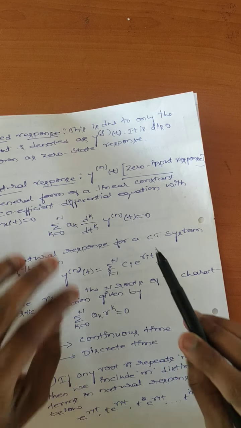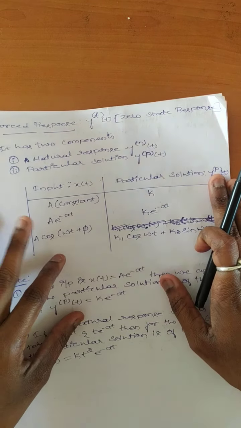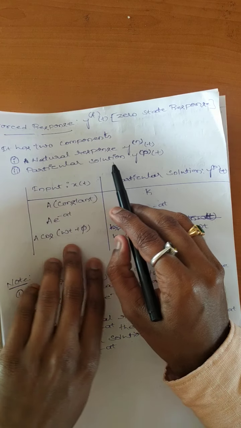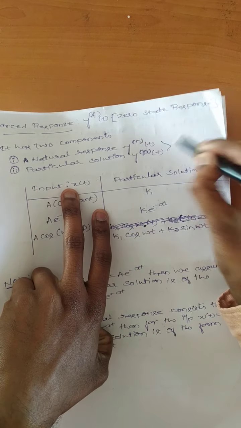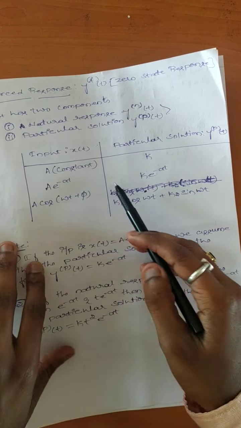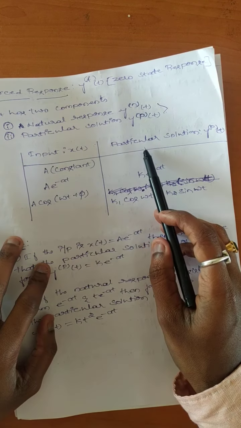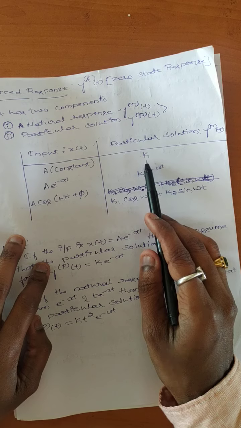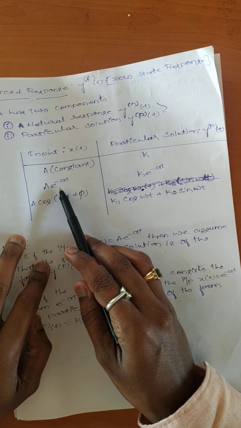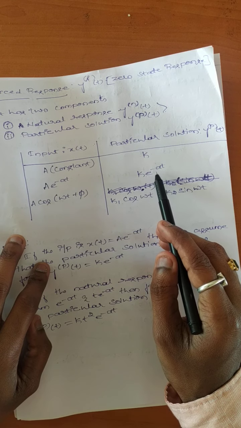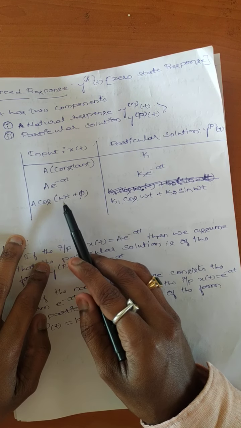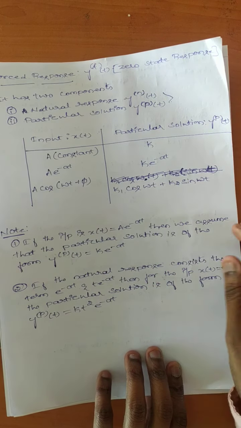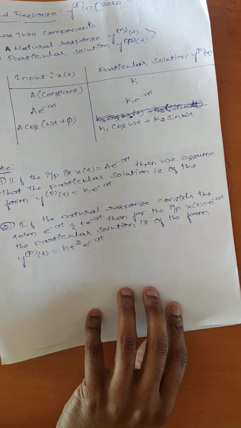And this particular forced response consists of two components. One is the natural response, that is yn of t, and the second one is the particular solution. So this you have to remember, the input x of t and the particular solution. For a constant value a you have to replace it by k. Then a into e power minus et will be replaced by k into e power minus et, and a into cos omega t plus phi can be replaced by k1 cos omega t plus k2 sin omega t. And some important points I have summarized here.